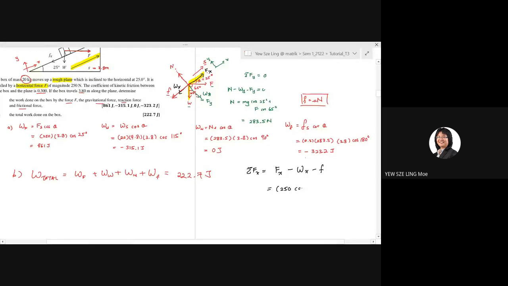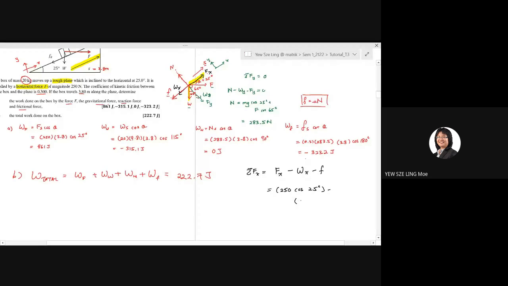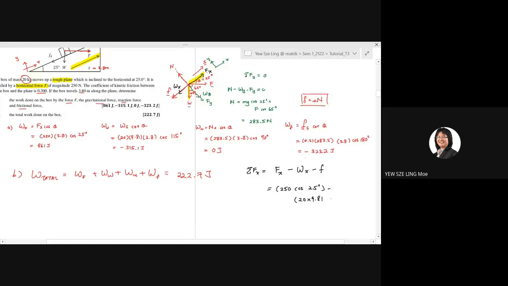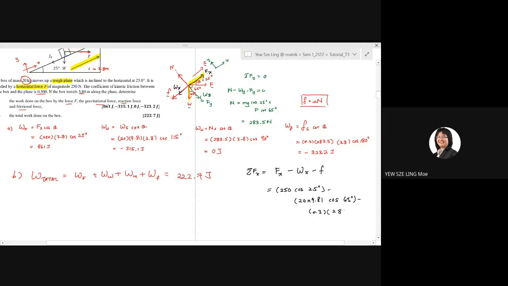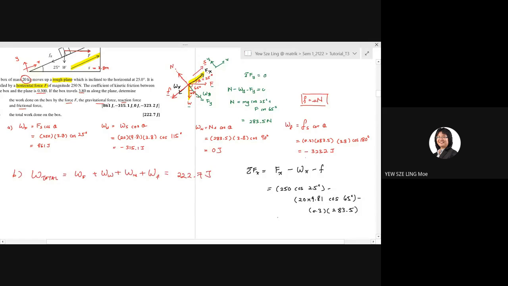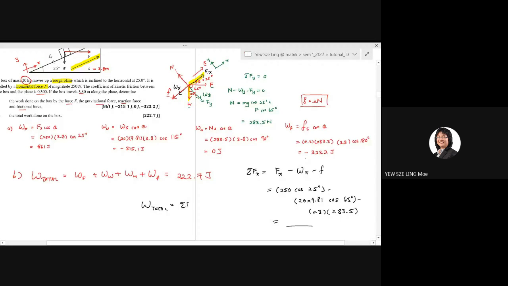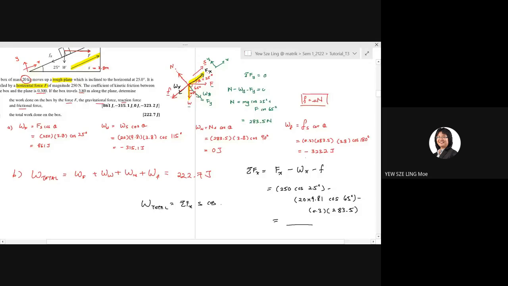250 cos 25 degree minus, okay, my W is mg, so 20 times 9.81 cos 65 degree, and then minus my frictional force. So for the frictional force, now I have 0.3 times 283.5. Okay, so in the end you obtain the value and then you just calculate it by using W total equals total Fx S cos theta.